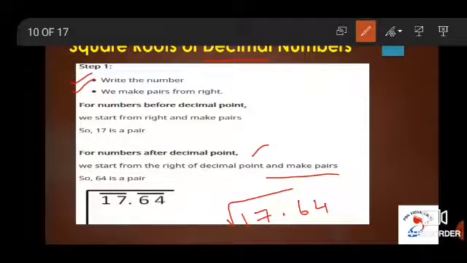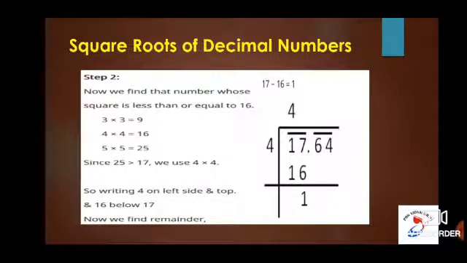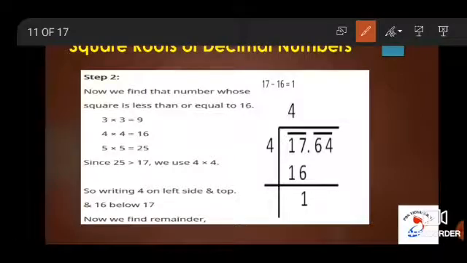So before the decimal point, 17 is one pair, and after the decimal point, 64 is the other pair. Now step 2, we have to find the number whose square is less than or equal to 17. We have already discussed the square table. So it is 4 into 4, 4 into 4 is 16.